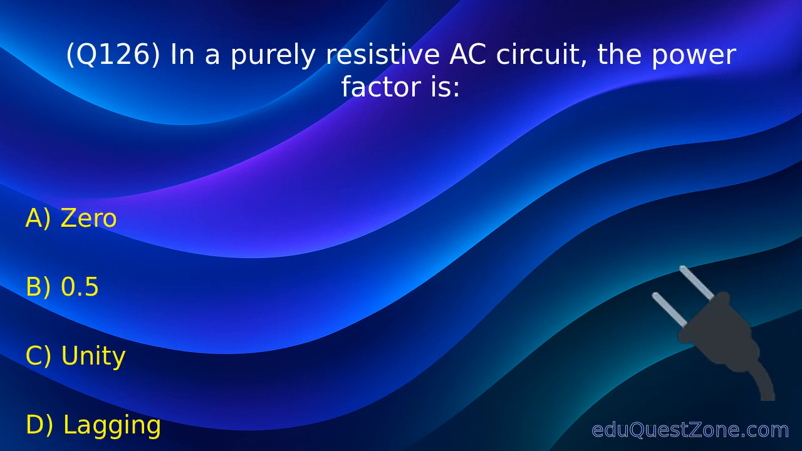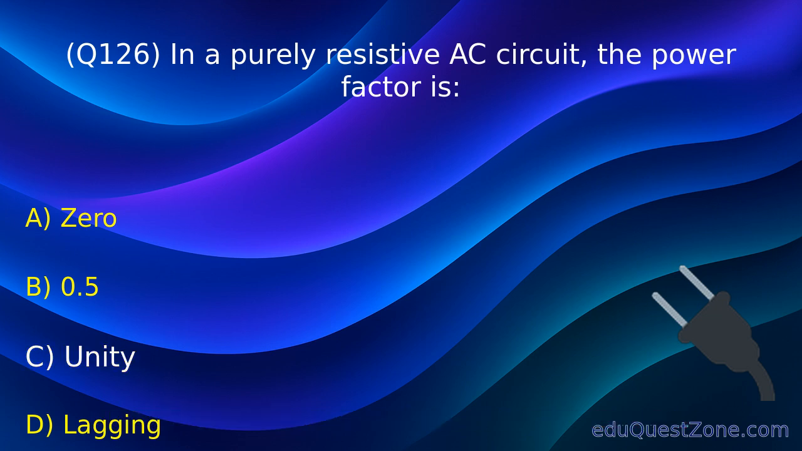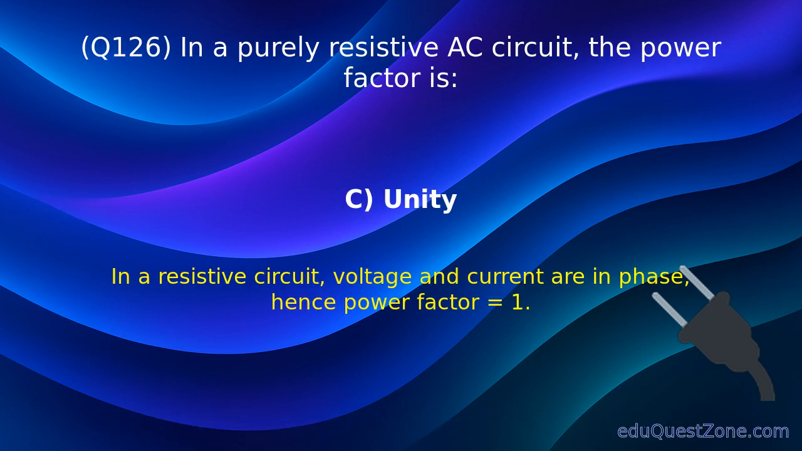Question 126. In a purely resistive AC circuit, the power factor is... Option C, unity. In a resistive circuit, voltage and current are in phase, so the power factor equals 1.